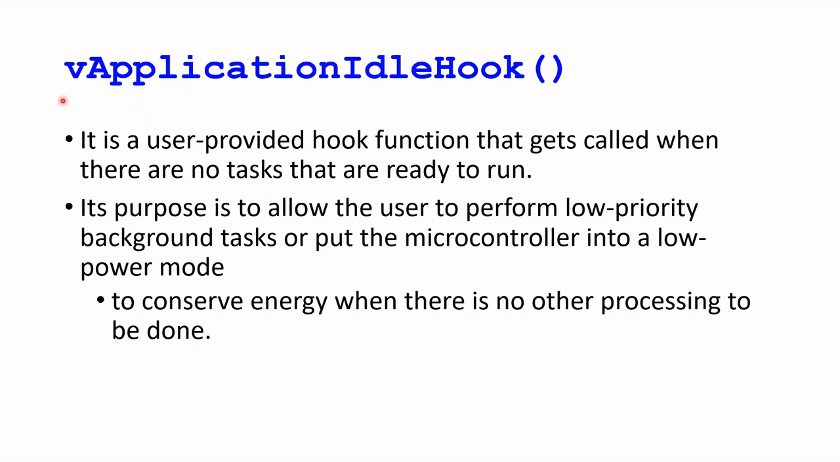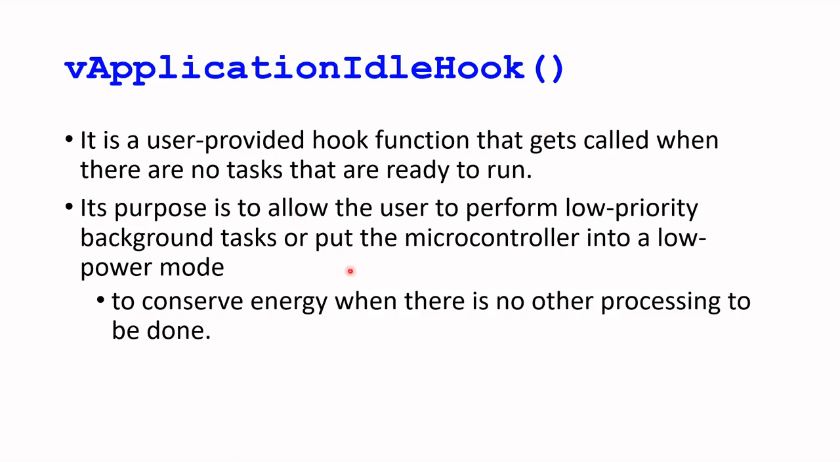Now let's go backwards. So let's look at the vApplicationIdleHook function. Now basically this is a user provided hook function, and it is called, or invoked, when there are no tasks to run. Now the purpose of this whole function is to allow the user to perform low priority background tasks, or put the microcontroller into a low power mode to conserve energy when there is no other processing to be done.